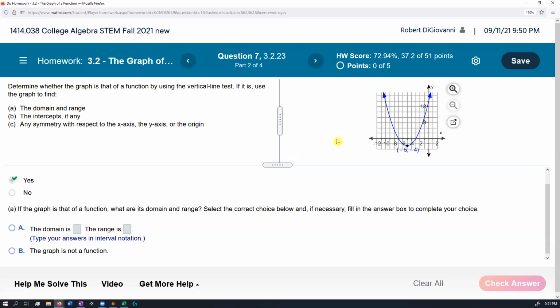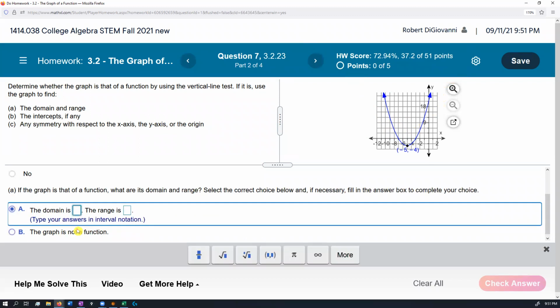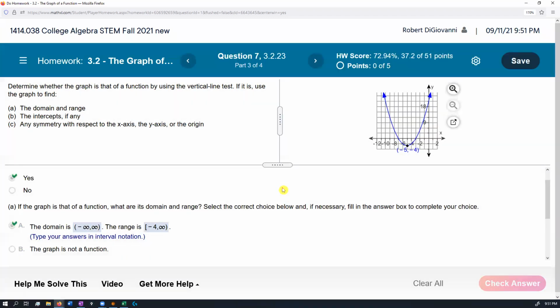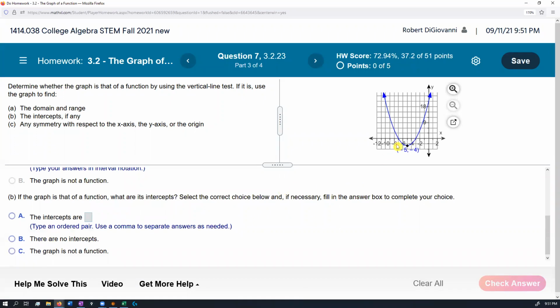All right. Domain, well, this arrow goes over this way forever and this way forever. So the domain should be everything, negative infinity to infinity. And then the range, the lowest value I get here is negative 4 for the y value, and it goes up forever. So it actually does take on negative 4 for a y, but it goes to infinity when it goes up vertically with these arrows. So check it.